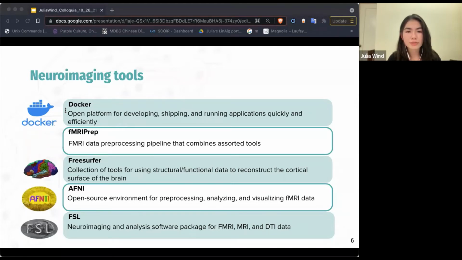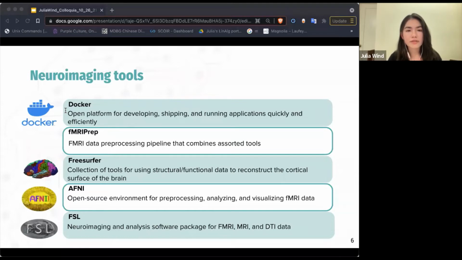easier for reproducible results. FreeSurfer, an application fMRI Prep uses, is a collection of tools using structural and functional data to reconstruct the cortical surface of the brain. Among other things, FreeSurfer has the ability to transform the 3D volume of the brain surface into a 2D map.